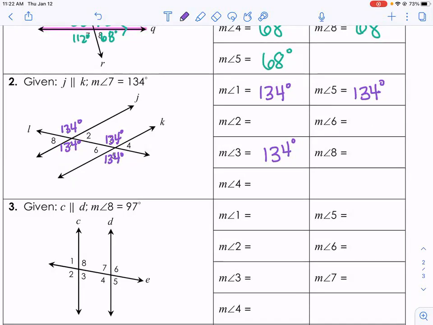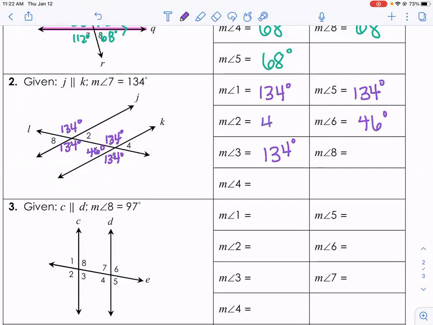The rest you don't know. Okay, so Denise, I'm going to highlight these 2 angles right here. What kind of angles are those angles? Oh, yeah, they are supplementary. So these are consecutive interior angles, Denise, because they're on the same side and they're inside. And you said they're supplementary. So if we take 180 minus 134, we get 46 degrees. So we know angle 6 is 46 degrees.